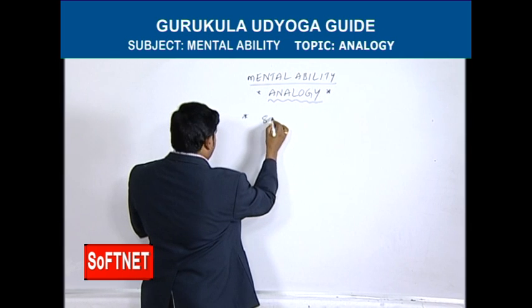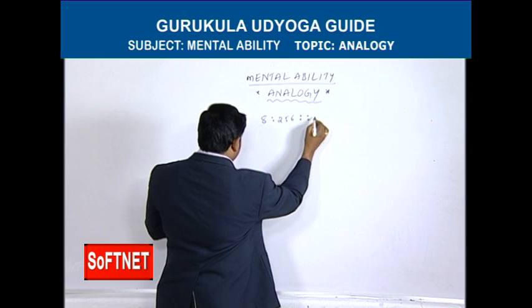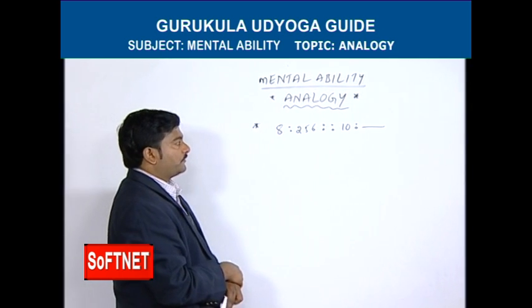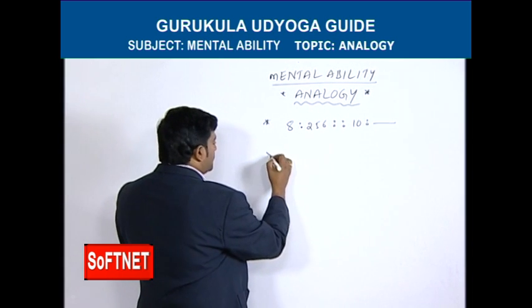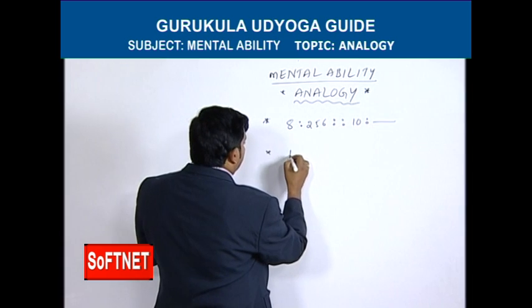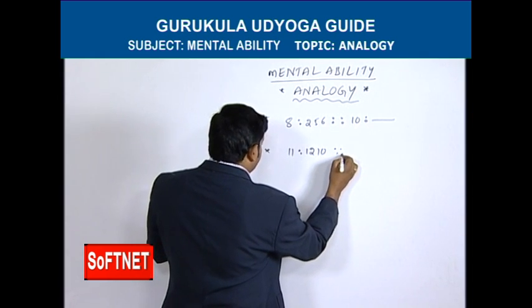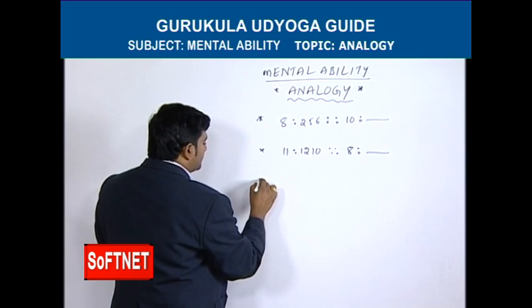See here, 8 is to 256 as 10 is to dash. So now one more question, that is 11 is to 1210 as 8 is to dash. Okay, that is one more question.